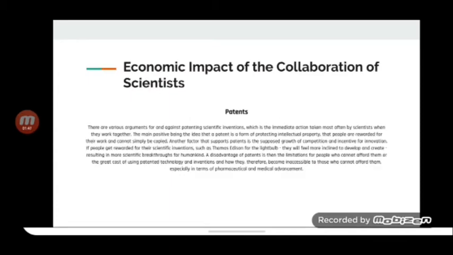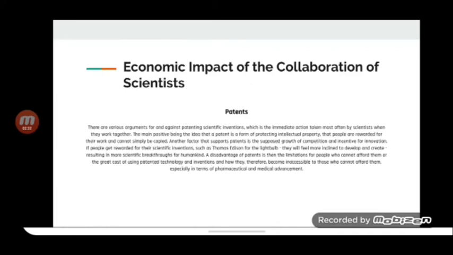Patents. There are various arguments for and against patenting scientific inventions, which is the immediate action taken most often by scientists when they work together. The main positive is the idea that a patent is a form of protecting intellectual property, that people are rewarded for their work and cannot simply be copied. Another factor that supports patents is the supposed growth of competition and incentive for innovation. If people get rewarded for their scientific inventions, such as Thomas Alva Edison for the light bulb, they will feel more inclined to develop and create, resulting in more scientific breakthroughs for mankind.